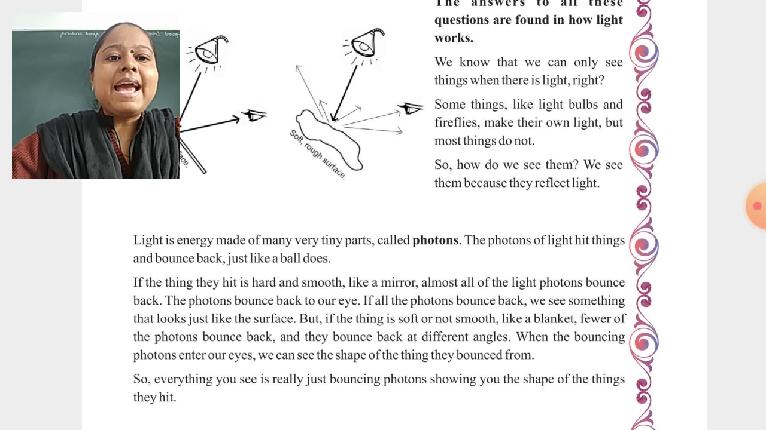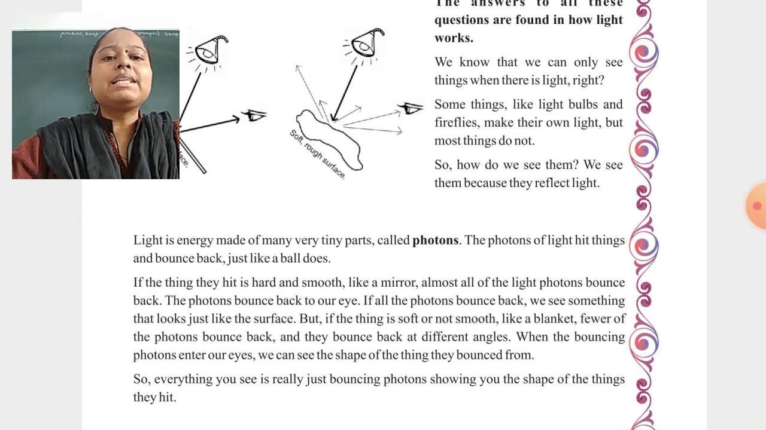Light is energy made of many very tiny parts called photons. Already in the first video we discussed the meaning of photons. A photon is what? A tiny particle of light. So light is energy, and light is made up of these tiny parts. This is called a photon. And the photons of light hit the things and bounce back, just like a ball does.